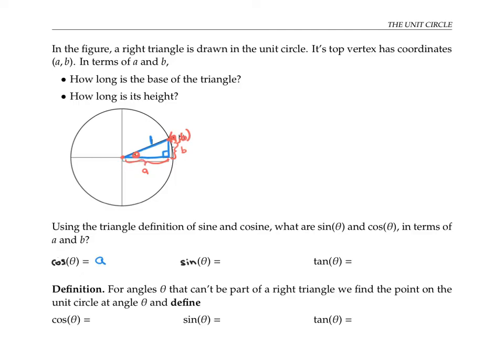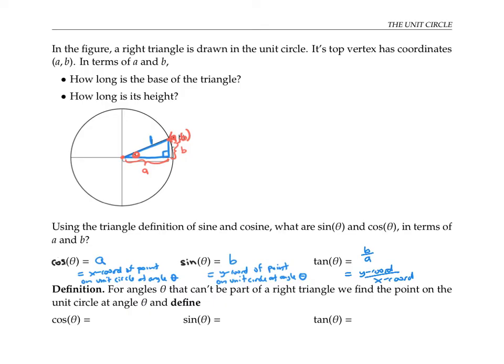I'll write that down. For sine of theta, if I use the right triangle definition, that's opposite over hypotenuse, so B over 1, which is just B. But B also represents the y-coordinate of this point on the unit circle at angle theta. For tangent theta, if we use the right triangle definition, it's opposite over adjacent, so that's B over A. I can think of that as the y-coordinate of the point over the x-coordinate of the point.